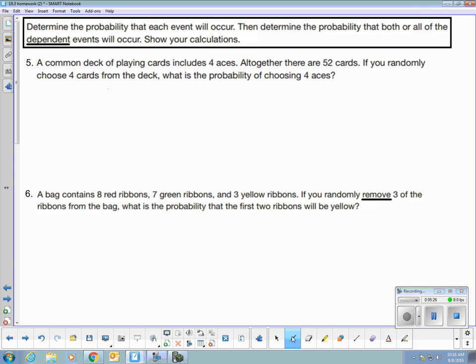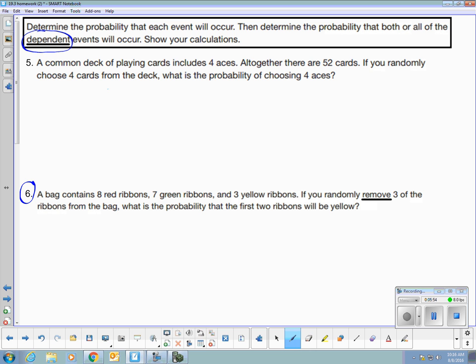All right, so I notice in the directions on this page that we have the word dependent. So let's talk a little bit about dependent events. Dependent events are different than independent events in as much as the second event is dependent on what happens with the first event. So let's take a look at number 6 and see how this is a dependent event.